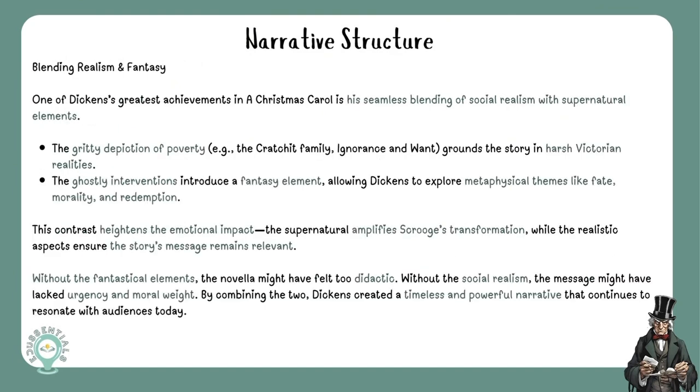Finally, for narrative structure, we're looking at blending realism and fantasy. So one of Dickens' greatest achievements in A Christmas Carol is his seamless blending of social realism with supernatural elements. We've got the gritty depiction of poverty, for example, the Cratchit family, and ignorance and want, and they ground the story in harsh Victorian realities. And then we have the ghostly interventions, and they introduce a fantasy element, allowing Dickens to explore metaphysical themes like faith, morality, and redemption. This contrast heightens the emotional impact.